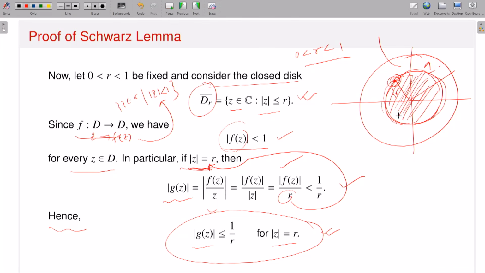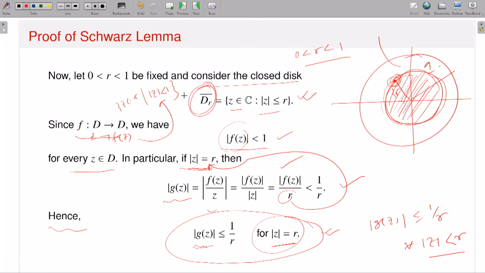So by the maximum modulus principle, if it attains a maximum, it attains it only on the boundary, that means only on mod z equal to r, but on mod z equal to r, g of z is dominated by 1 by r. So by the maximum modulus principle I can say that modulus of g of z is dominated by 1 by r for all mod z strictly less than r, right? Because mod z less than r is the interior of the disk.